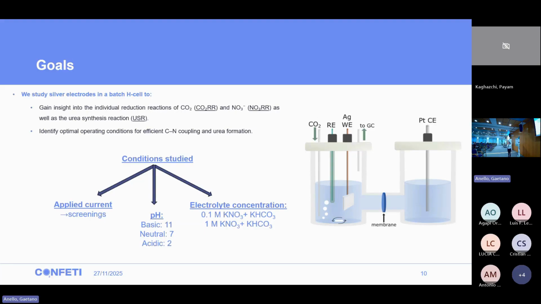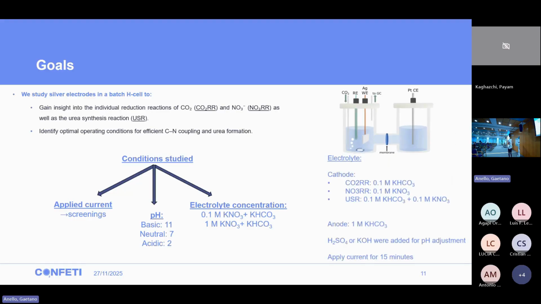The cell that we were using was a basic H cell configuration where we used silver electrodes as the working electrode. We also had a CO2 line that was bubbled into the system and a line that goes directly to the GC to analyze gaseous products.